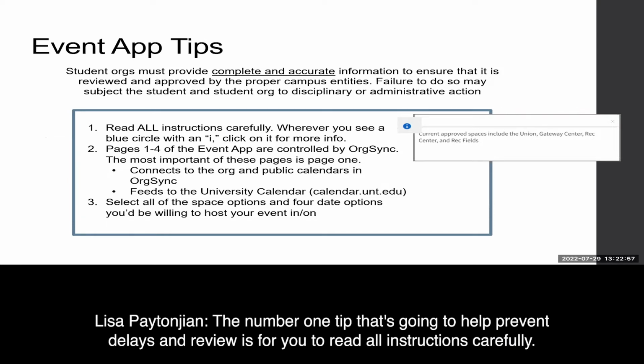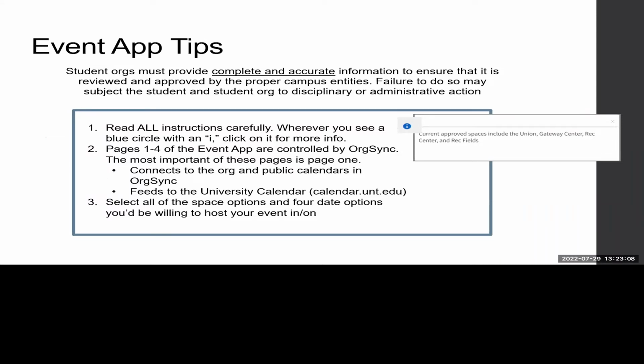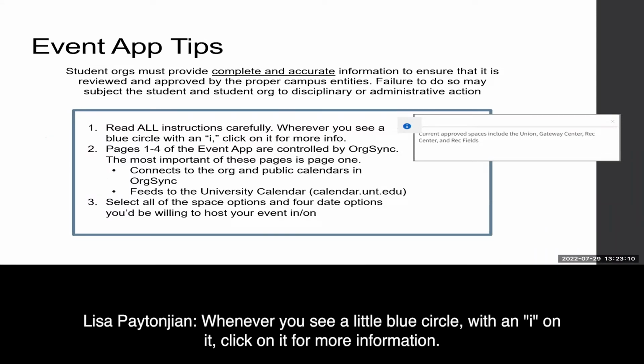The number 1 tip that's going to help prevent delays in review is for you to read all instructions carefully. Many issues we have with event apps would be solved if students paid a little more attention to the instructions and what the questions are asking. Whenever you see a little blue circle with an eye on it, click on it for more information.